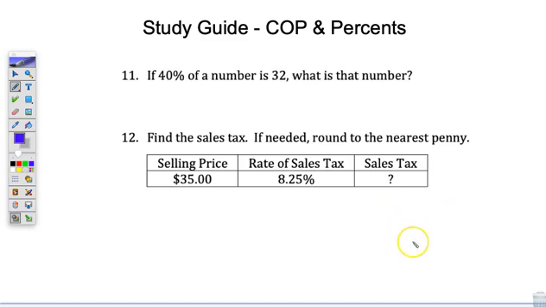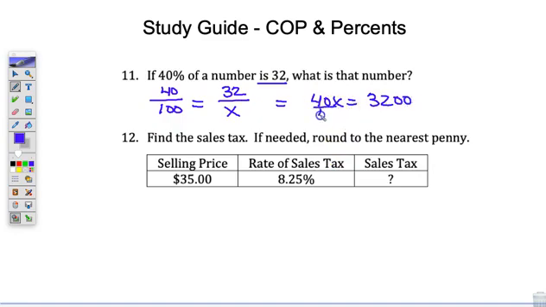Okay, in question 11, if 40% of a number is 32, what is that number? Okay. So again, we're given the percent, so that's going over 100. Where you see is 32, we have the part, we're looking for the whole. So in example 11, again, you're cross multiplying, so I get 40x is equal to 3,200. Then divide both sides by 40. In number 11, x is going to be equal to 80, which again should make sense because we're looking for the whole, so it has to be larger than 32.